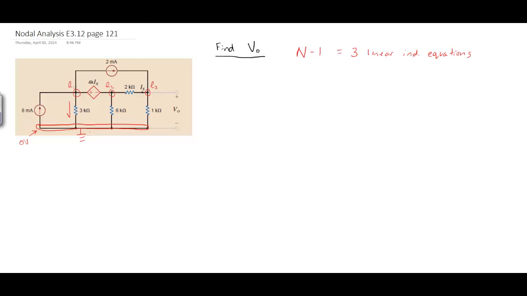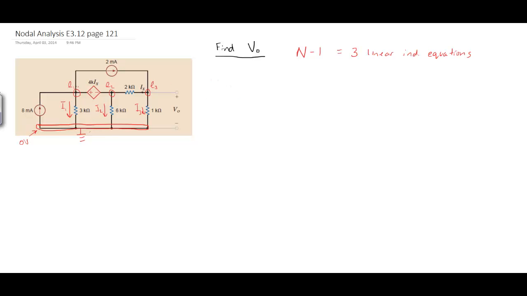We got the nodes labeled. Let's do some current labeling. We'll call this one I1, I2, I3. It doesn't matter which way you guess the current's flowing, as long as you abide by the passive sign convention. So basically it's just saying it flows from high to low. If you assumed wrong, it's going to be negative in the end, so it works out. It's nice like that.